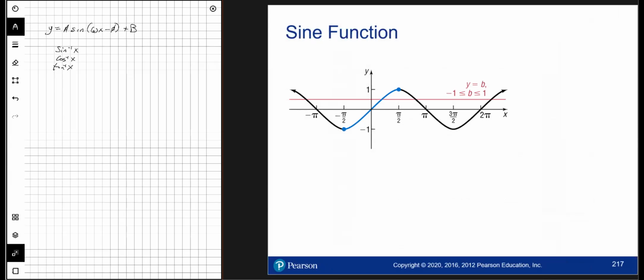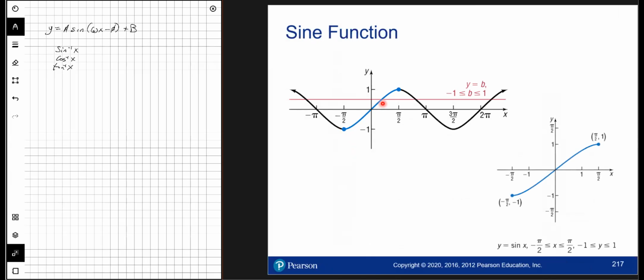So this is a sine function, and please notice what's in blue here. I don't know if it shows blue on your screen as well, but we're just looking at this portion of the graph from negative pi over 2 to pi over 2. So we're only looking at a portion of the sine function. We're just looking at the sine function where it covers all of the range.